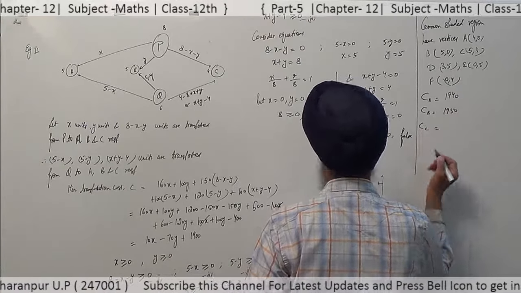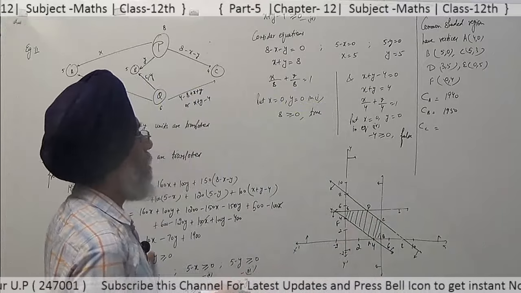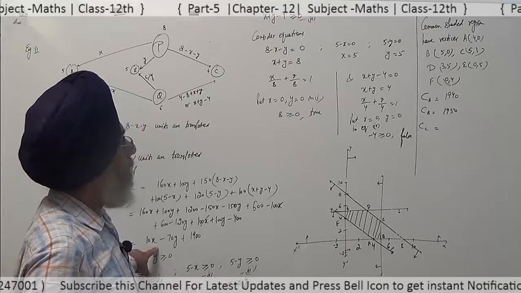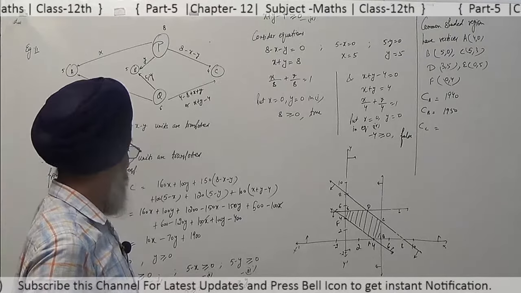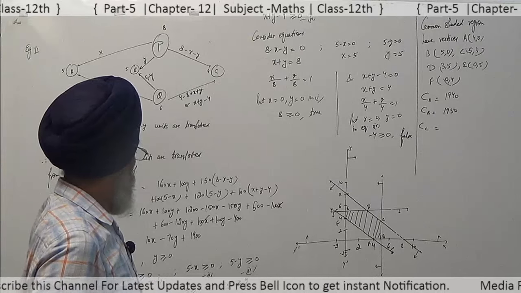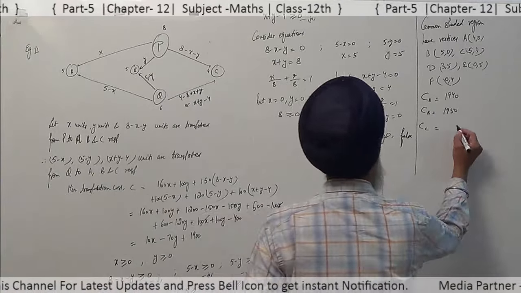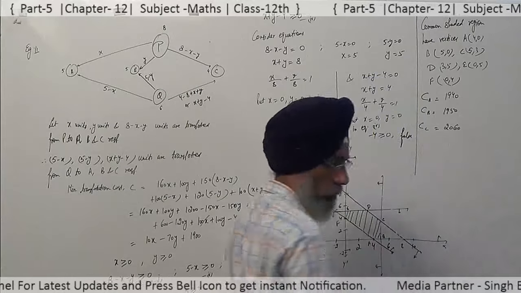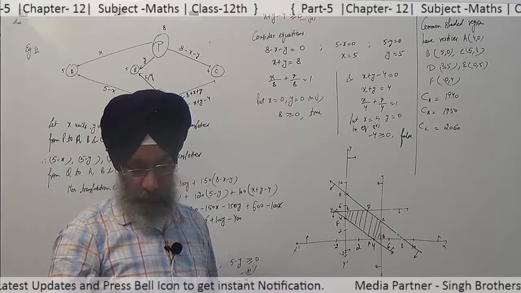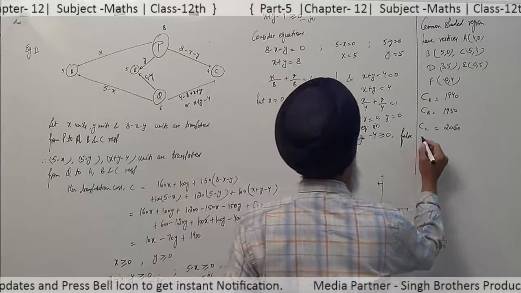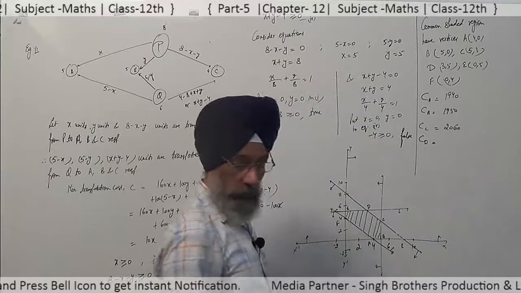C at C, placing the value here 5 and 3, it's 50 minus 210, 160, it becomes 2060.